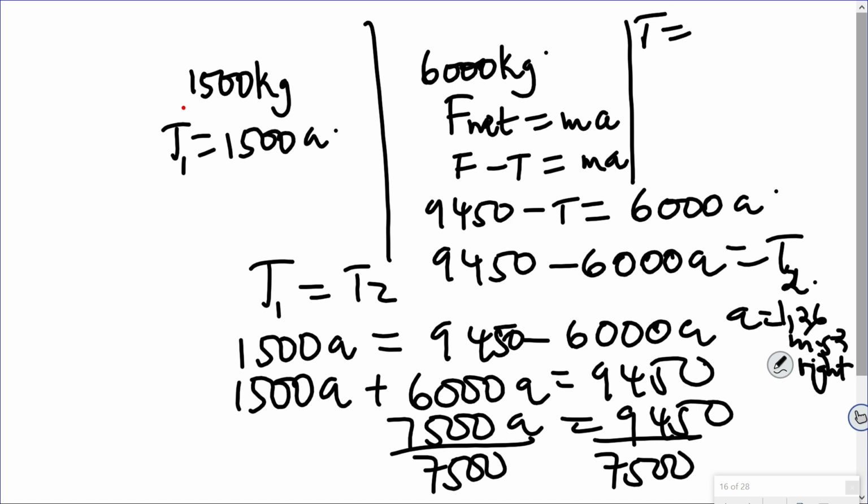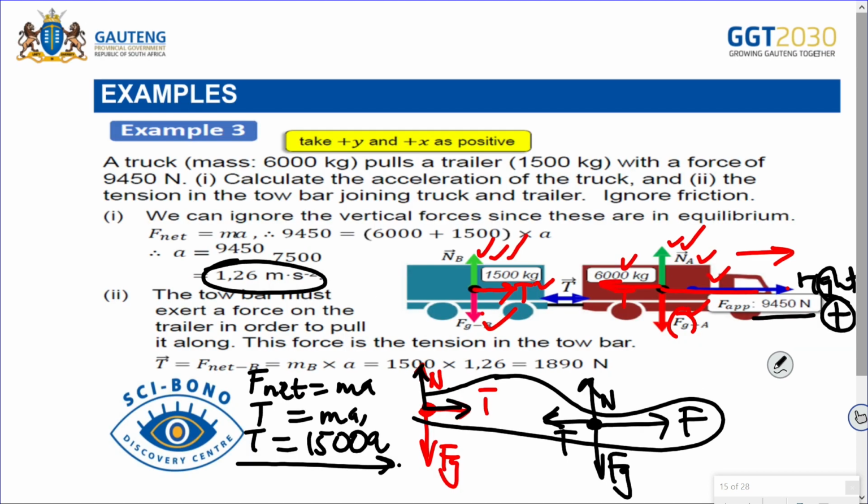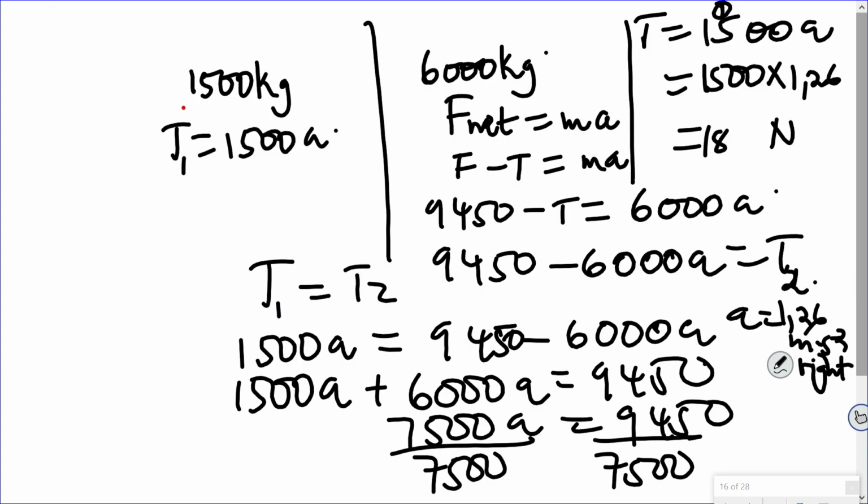Tension, taking equation 1, equals 1,500 A. So it will be 1,500 multiplied by 1.26, and we get our answer in newtons, which is 1,890 newtons. So again, here it was application of Newton's second law.